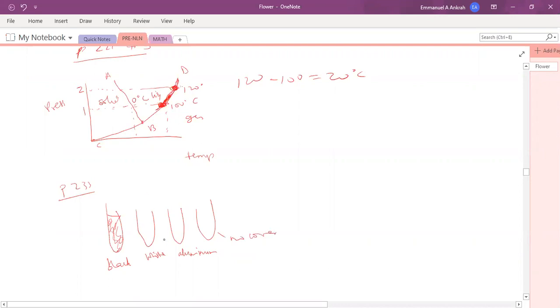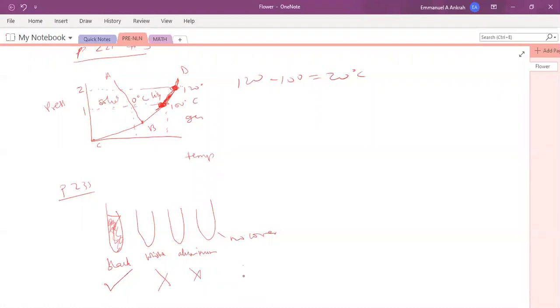So this one will reflect heat. It's going to reflect the heat. No cover will absorb some heat, but it's not going to absorb as much as the black. Black will absorb more. So that's why the black is correct. Black absorbs heat. So A is correct, the most rapid.